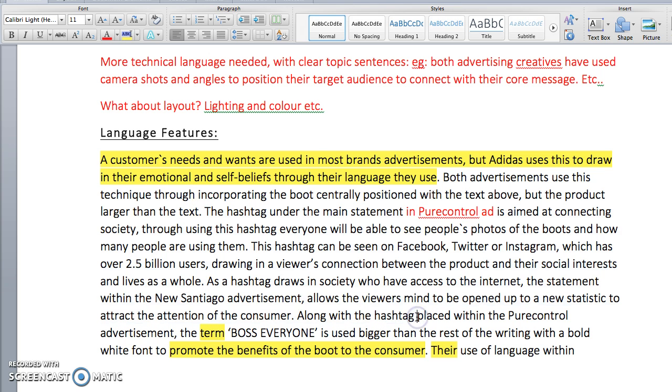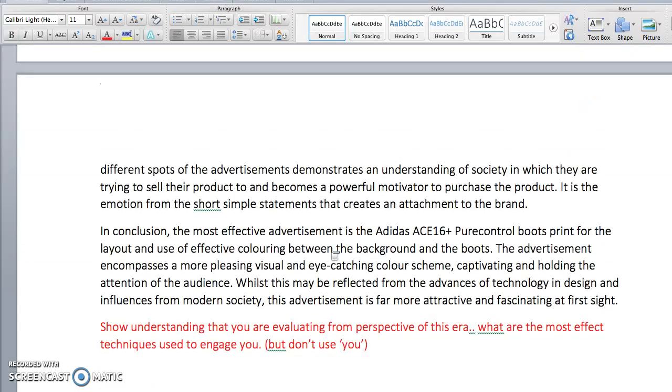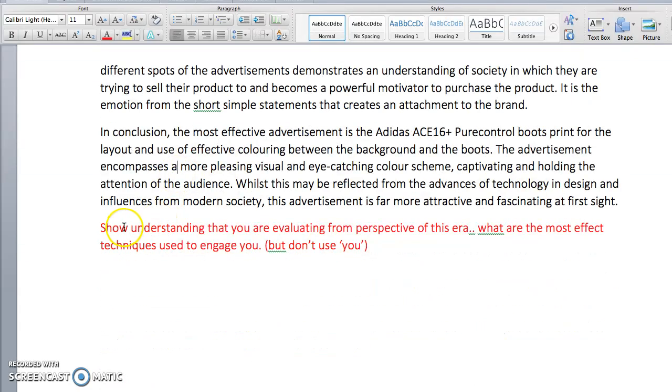But you've done all of this just on the hashtag. Okay, all of this, all on the hashtag. That's too much on hashtag. The hashtag is like a 2-sentence reference to the hashtag, that this is an age of social media. So you need to go and do a little bit more work on that. Conclusion, you need to show your understanding that you're evaluating from the perspective of this era. So that's why you find it. Go back and just have a look at the most effective techniques. Okay, well done.